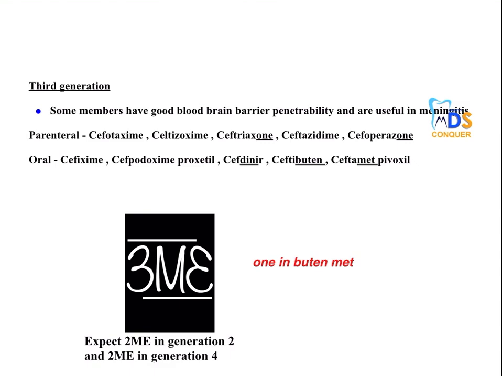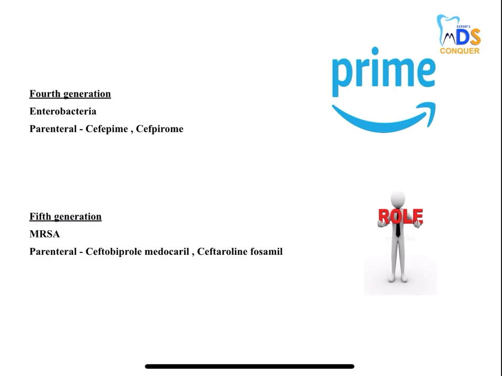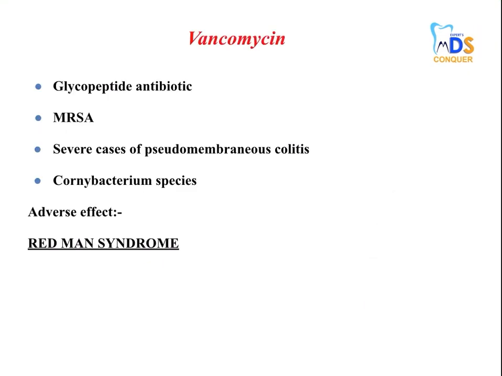These have good blood brain barrier permeability and thus are used in meningitis. This is the fourth and the fifth generation. Fourth is for Enterobacter, fifth is for MRSA. All the 'roles' are with the fifth generation, whereas 'pime' is with the fourth generation, cefepime or cefpirome. Just have a look, you will have an idea.